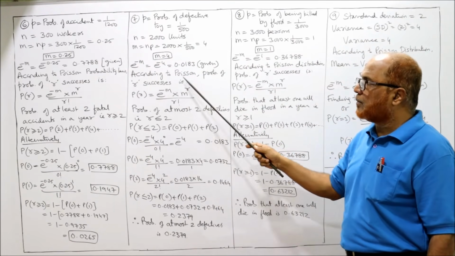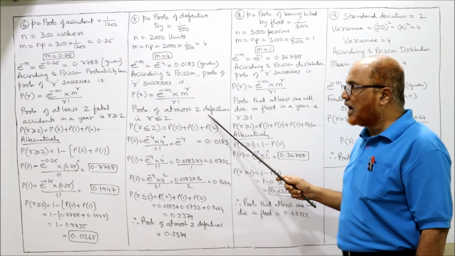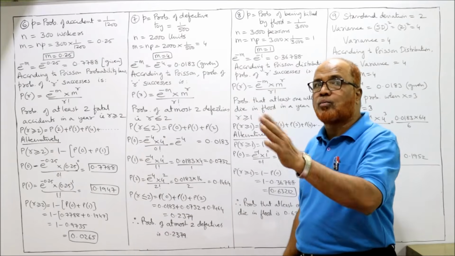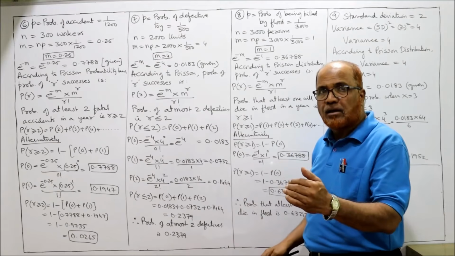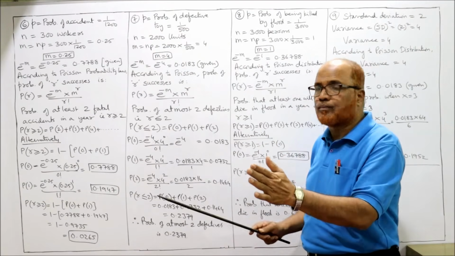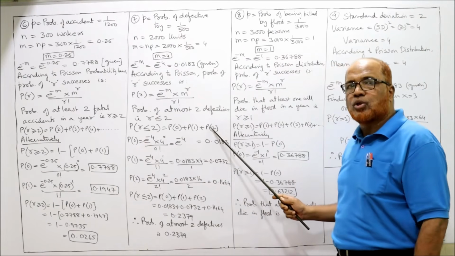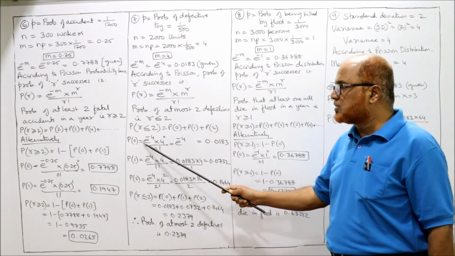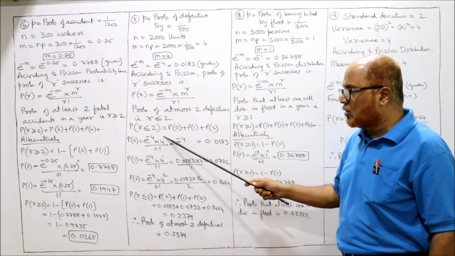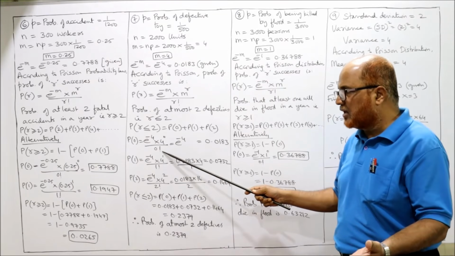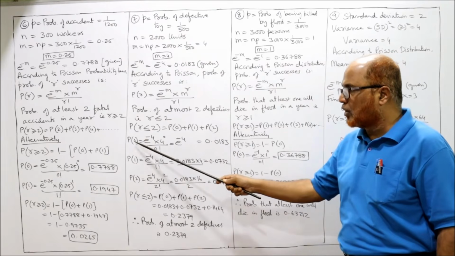According to Poisson, the probability of R successes uses the same formula. Probability of at most 2 defective: at most means maximum 2, not more than 2. So R is less than or equal to 2. So P of R less than or equal to 2 is equal to P of 0 plus P of 1 plus P of 2. So 3 probabilities we have to calculate. P of 0 is e to the power of minus 4 into 4 to the power of 0 by 0 factorial. 4 to the power of 0 is 1 and 0 factorial is also 1. So ultimately e to the power of minus 4 value we have is 0.0183. So we got P of 0.